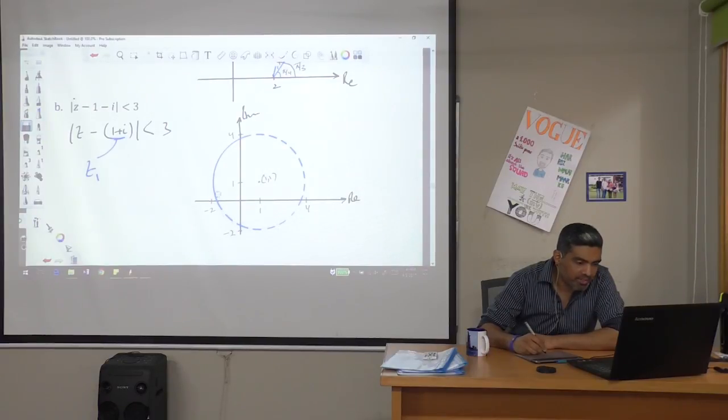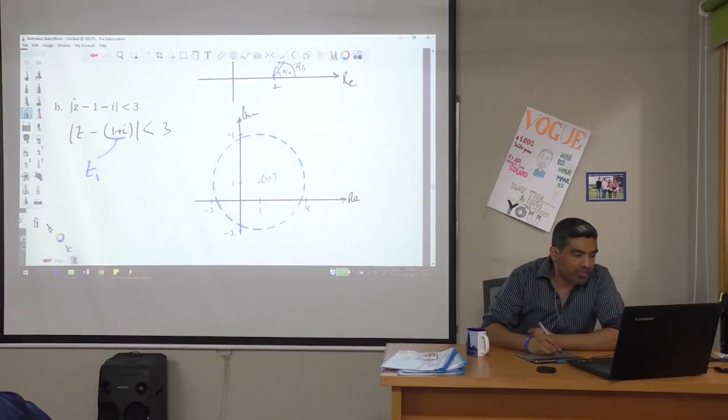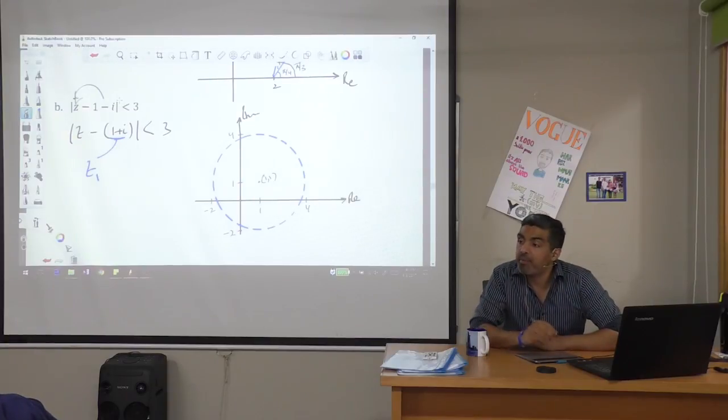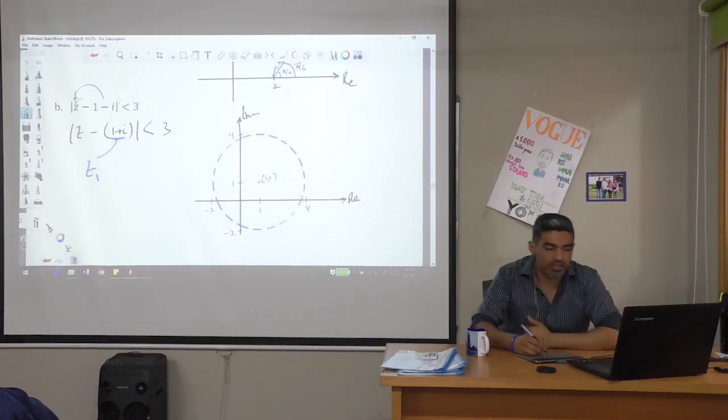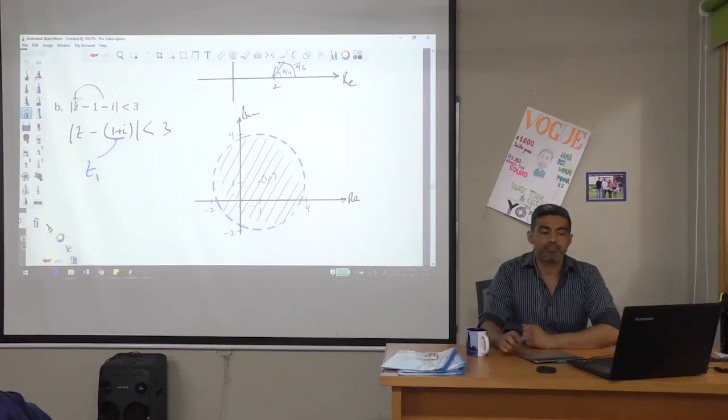So z cannot be on the circumference. Is z going to be outside the circle or within the circle? Why within? Because the distance is less than 3. If the distance would have been more than 3, then the area would have been outside the circle. So, shade everything within the circle and you have your required area.